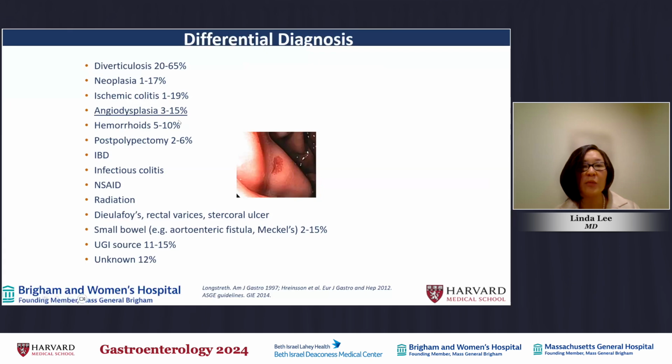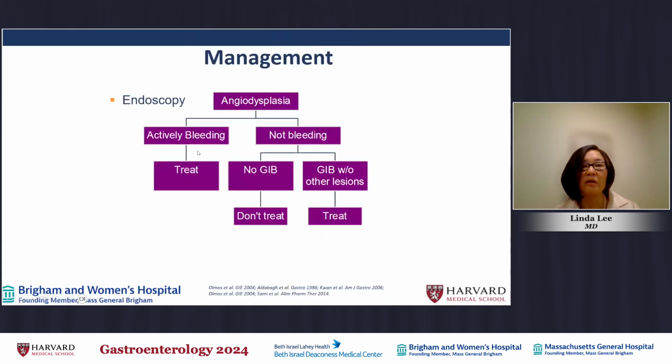Now let's move on to talk about angiodysplasia briefly here. If it is not bleeding and you encounter an angiodysplasia and the patient does not have a history of GI bleed, you should not treat because it is an incidental finding. Of course, if it's not bleeding, but the patient has a history of iron deficiency anemia without any other source identified, then you should treat it.